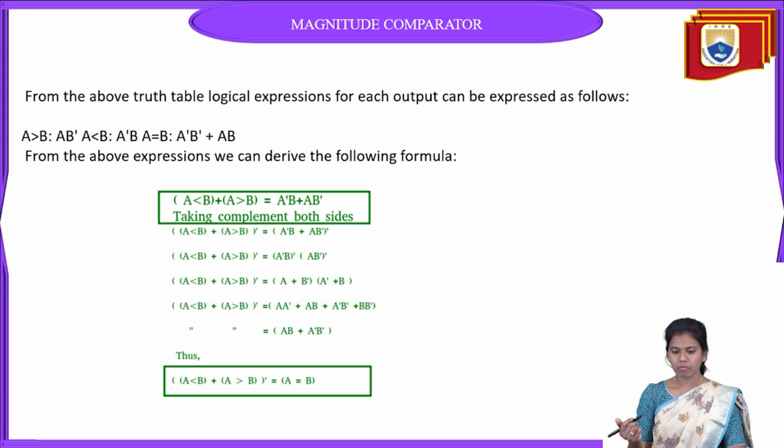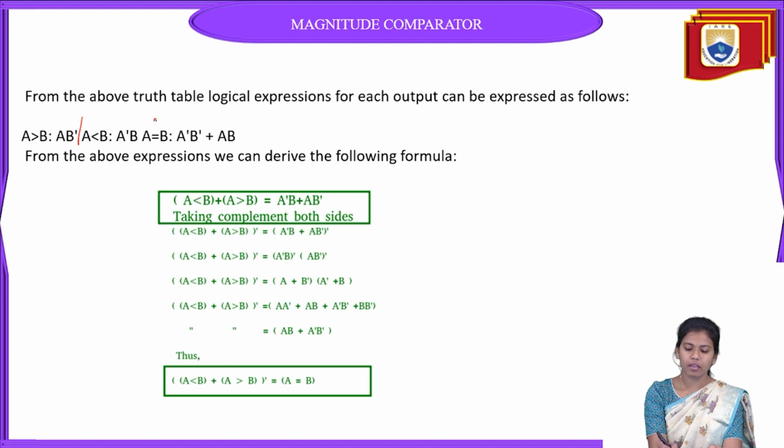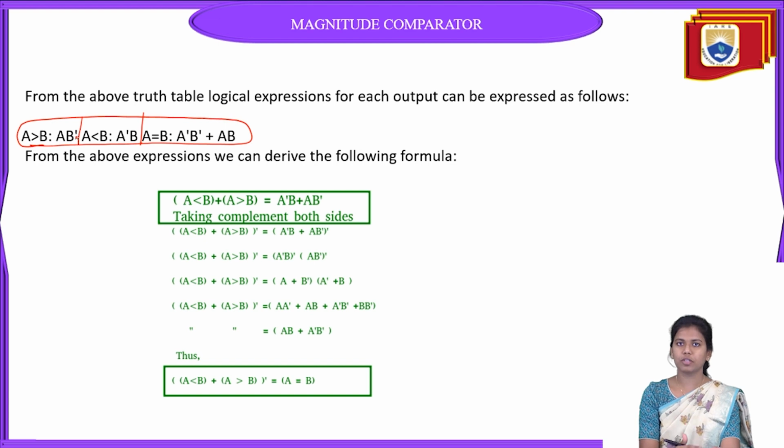Okay. So from the above truth table, the logical expressions can also be written. For A greater than B, AB bar; for A less than B, A bar B; and for A equals B, A bar B bar plus AB. These expressions are written with the help of the truth table, and the truth table we obtain with the help of the given inputs and the condition which is matching with respect to the input.